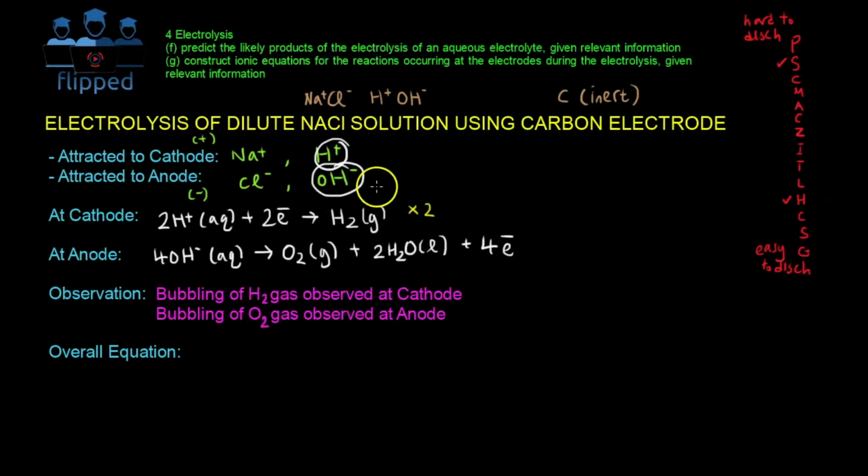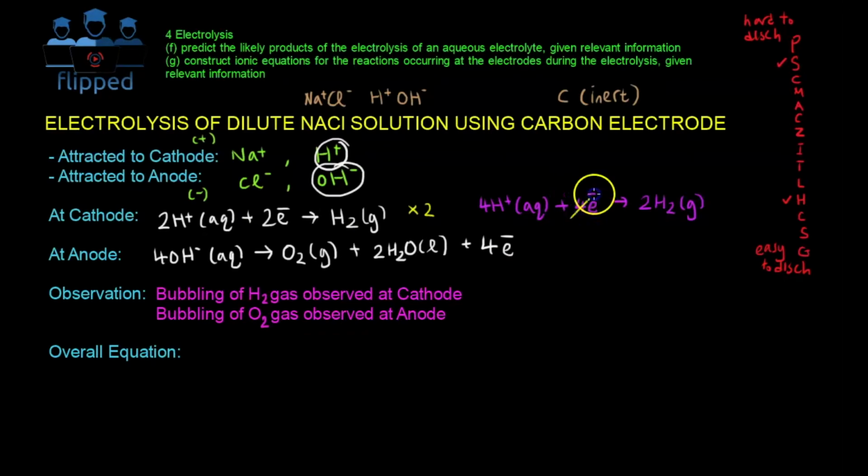Okay, I will get 4H+ aqueous plus 4 electrons. So now it tallies with the 4 electrons here to give me times 2, right? So it's 2 H2 gas. Okay, my next step would be to cancel them out.